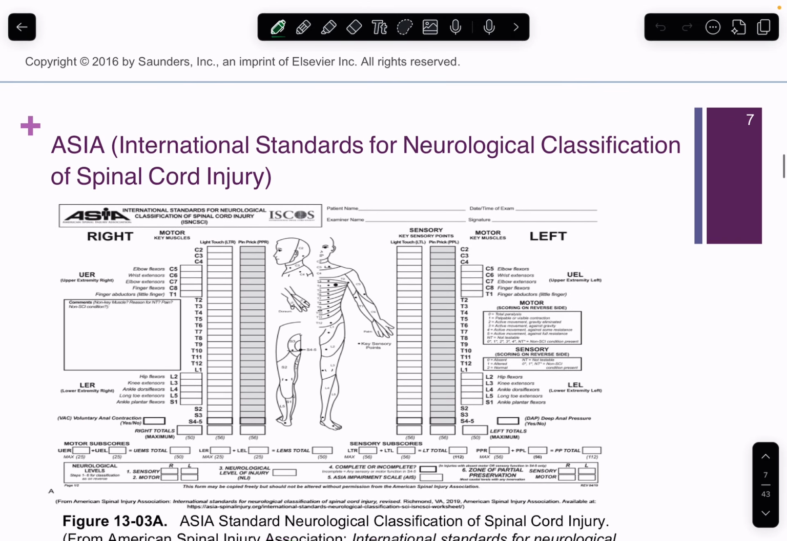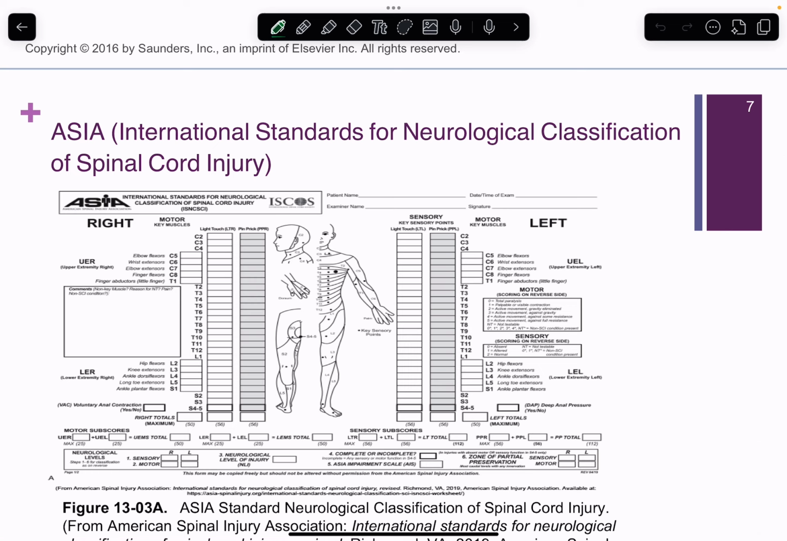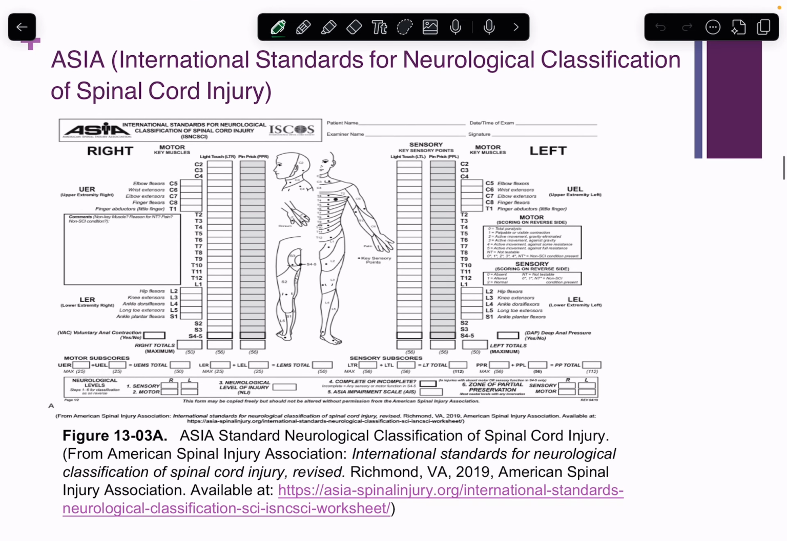So we have the ASIA, which is the International Standards for Neurological Classification of Spinal Cord Injury. This is the American Spinal Injury Association, ASIA. The components of the ASIA classification include the sensory examination. It assesses the sensory function across 28 key points on each side of the body.